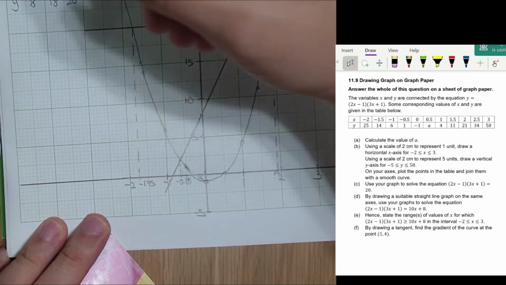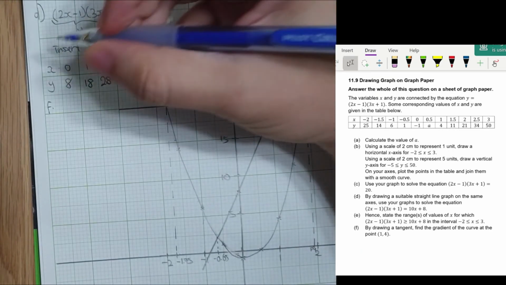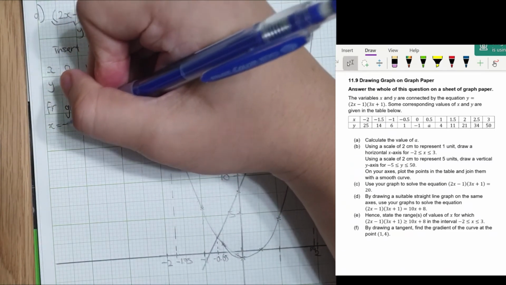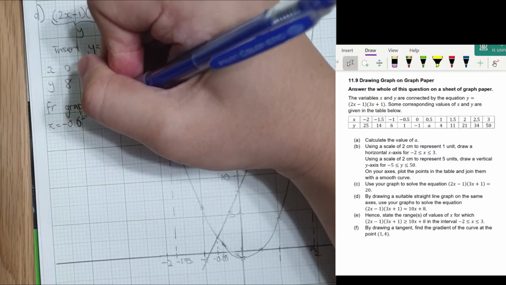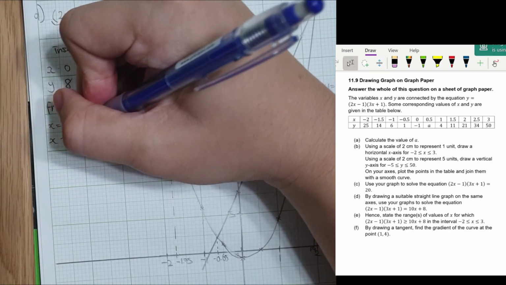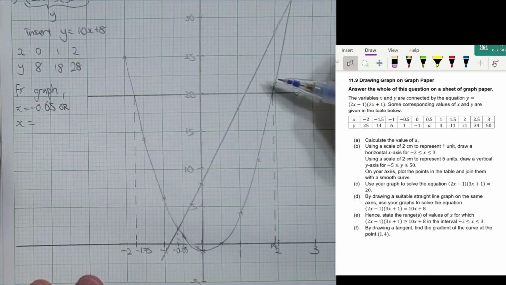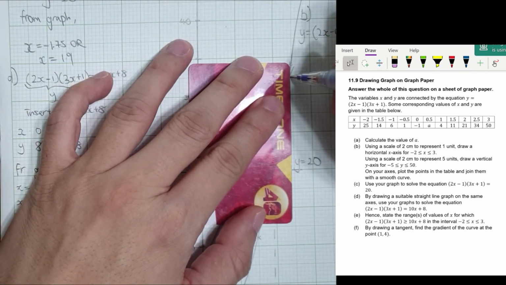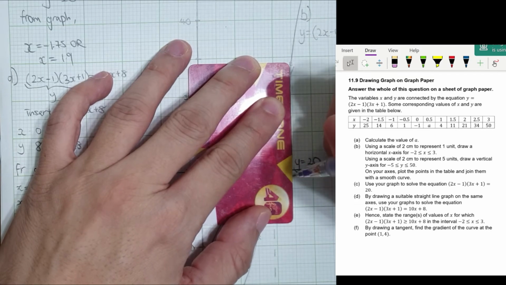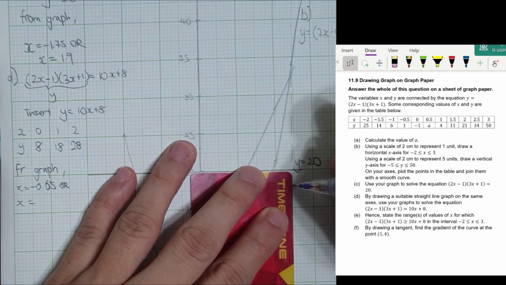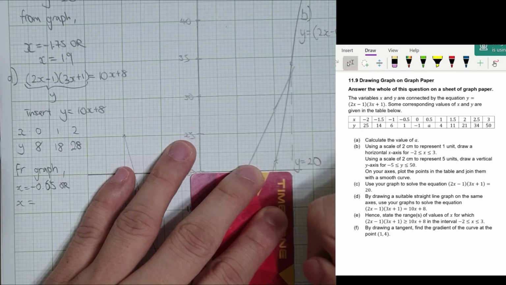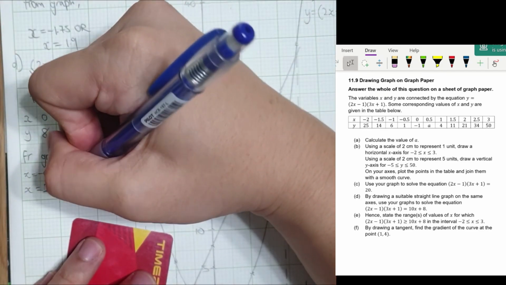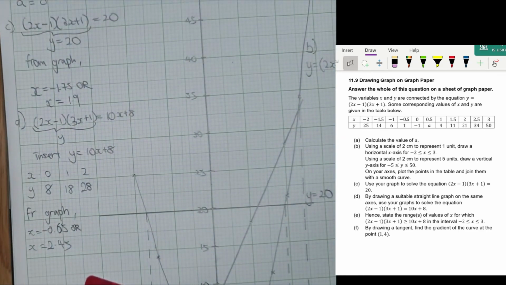This would be negative 0.65. So again, we write from graph, x equals negative 0.65, or x equals to the other side here, point of intersection. Do a dotted line downwards. 2.45. Try to leave it as exact as possible.